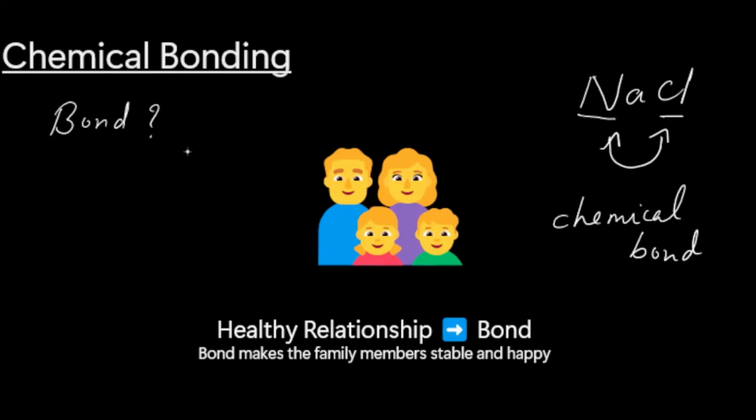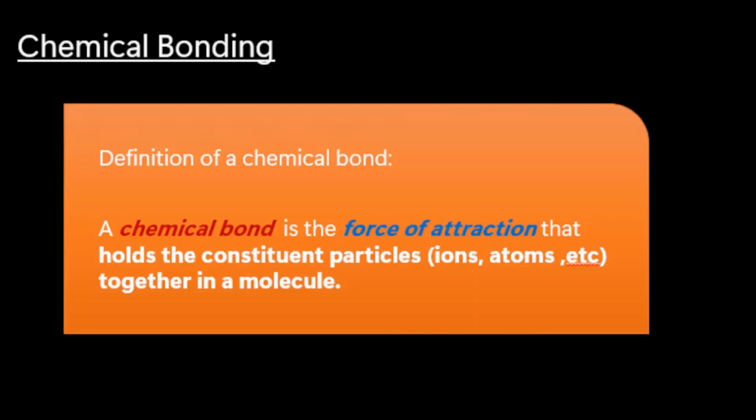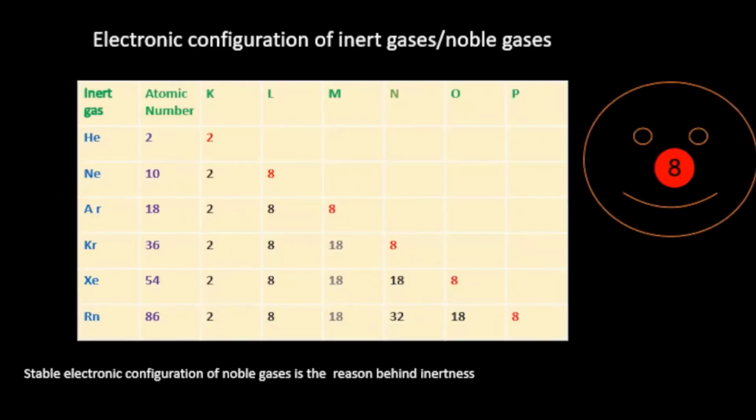So how can we define a chemical bond? A chemical bond is the force of attraction that holds the constituent particles together in a molecule. The constituent particles may be atoms or ions. Then the next question arises, why do atoms enter into chemical bonding, or what is the reason behind chemical bonding?